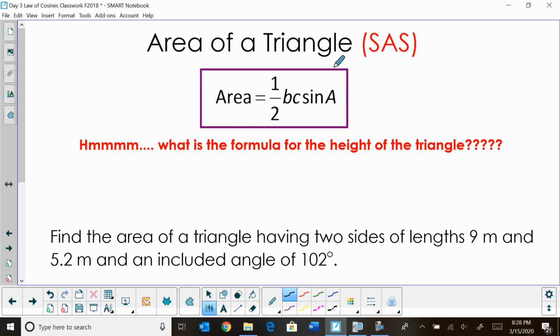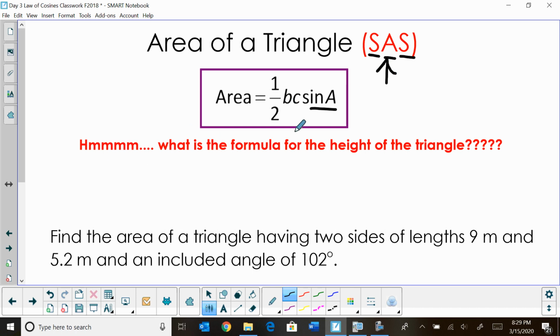Now we're going to look at this area formula for a side angle side situation. I just call this the sine formula because we are using the sine of the angle. To find the area, we're just going to take 1/2 BC sine A. B and C are the two adjacent sides, and A is the included angle.